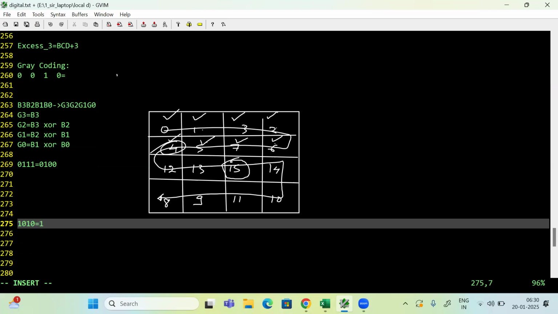1 XOR 0 is what? 1. Next, 0 XOR 1 is what? 1. Next, 1 XOR 0 is what? 1. What value did you get? 15. Instead of doing all this, can't you remember the K-map? Okay. Walk like a snake.